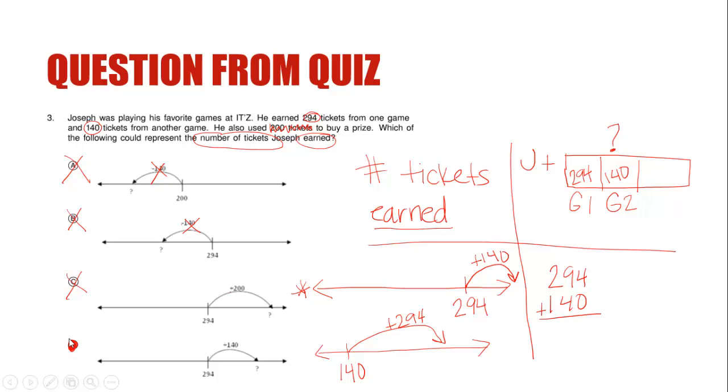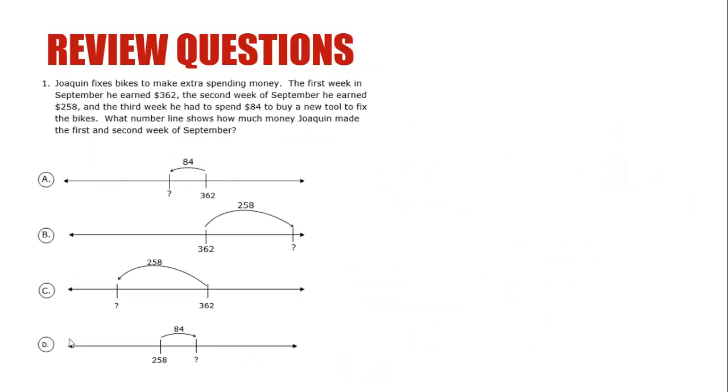Now coming up are two similar questions to this problem to get a little bit extra practice. So Joaquin fixes bikes to make extra spending money. The first week in September, he earns $362. The second week of September, he earned $258. And the third week, he had to spend $84 to buy a new tool to fix the bikes. What number line shows how much money Joaquin made the first and second week of September?